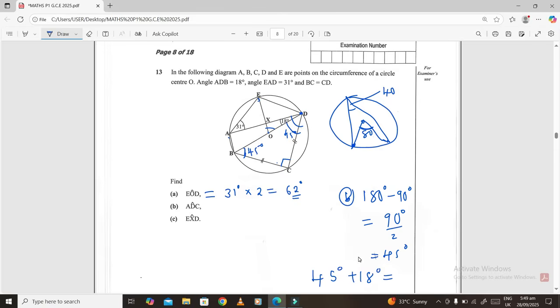And when we add those two, 45 plus 18, what are we getting? We are getting 63. So this is 63 degrees, meaning the answer here is 63 degrees.